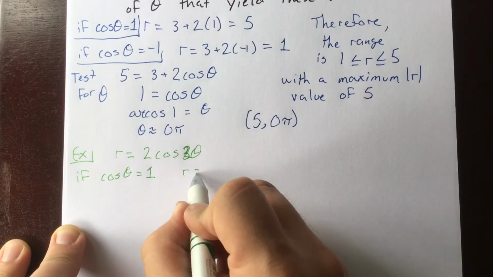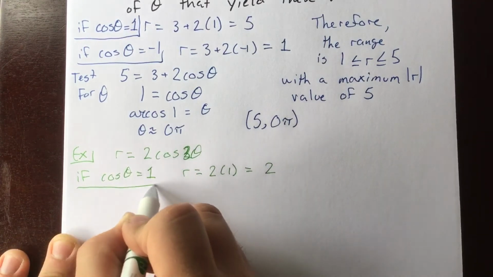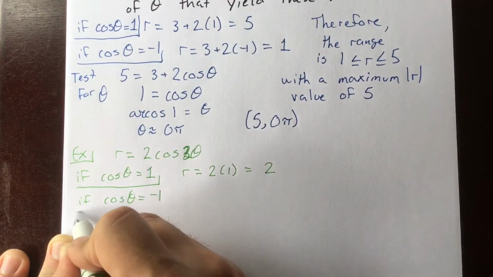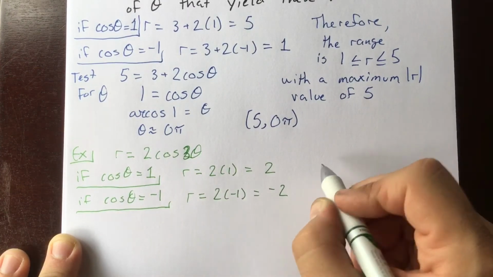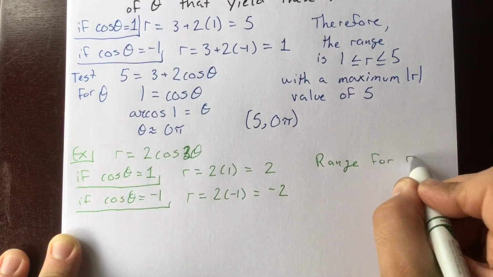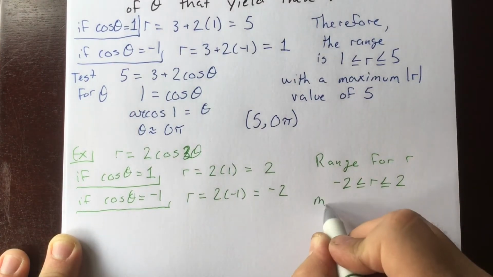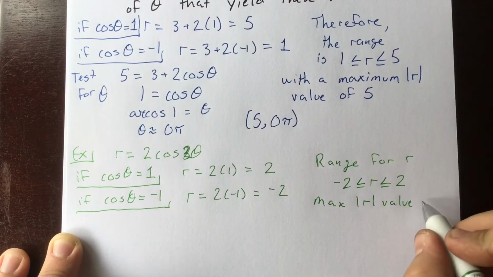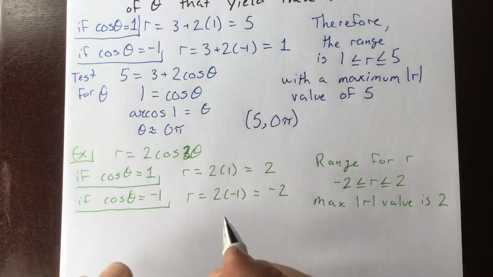So let's say if cosine is 1, what does this mean for us? If cosine is 1, 2 times 1, it's going to be 2, okay? And if cosine of theta equals -1, well, r equals 2 times -1, and that's going to be -2. So the range for r is going to be from -2 to +2. So our maximum r value is 2. Okay, so now we're going to substitute that back in.